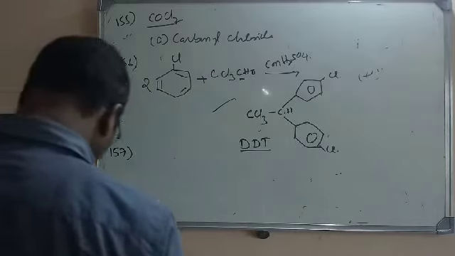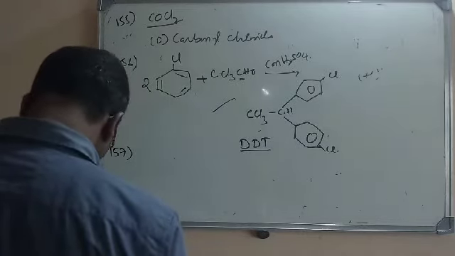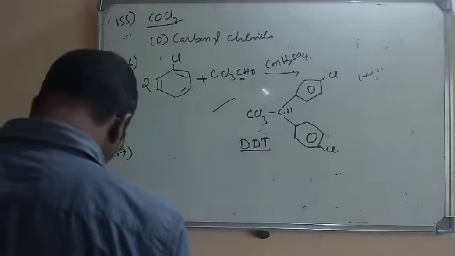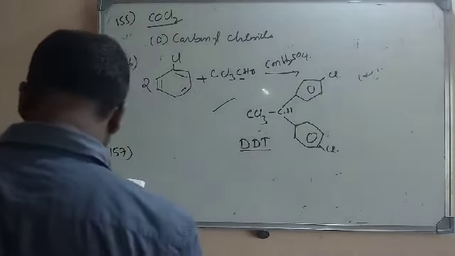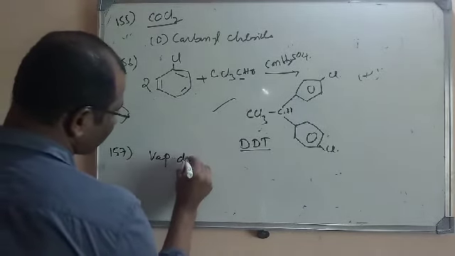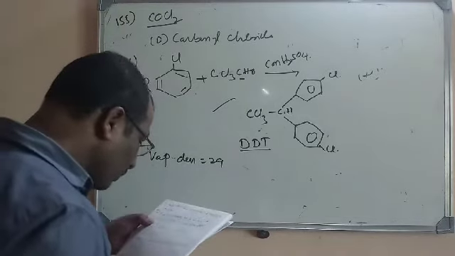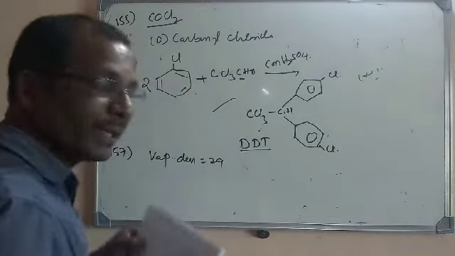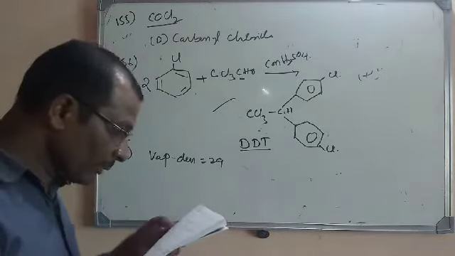A compound has vapor density 29, and on warming with a solution of iodine and alkali, it gives a yellow precipitate. The compound is... here the vapor density is given. Vapor density is 29. On warming with a solution of iodine and alkali, base and iodine, it gives a yellow precipitate.